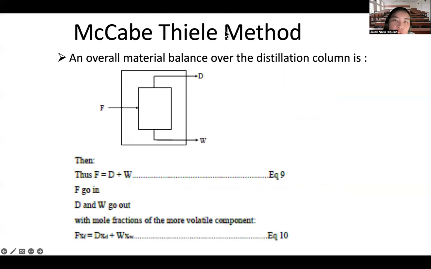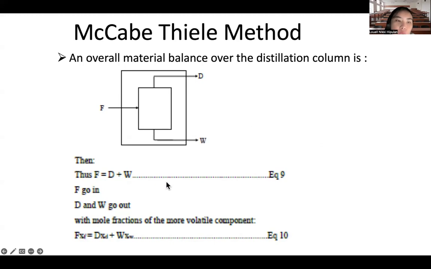So let's have an overall material balance over your distillation column. Your feed in is equal to out. Feed is equal to distillate plus bottom products. That's why F is equal to D plus W. So your F goes in, your D and W go out.